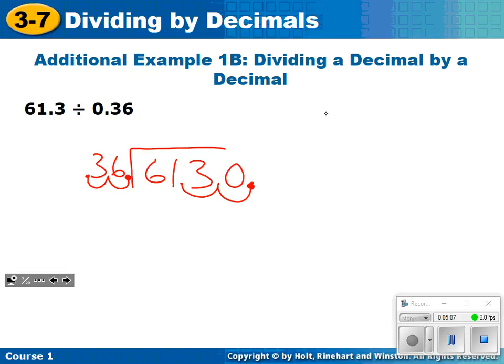Then we divide as usual. And when I say don't forget about the decimal, I mean don't forget to bump it up. Move the decimal up to the top line.